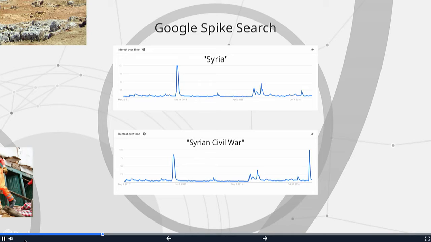A value of 100 is therefore the peak popularity of the term, whereas a value of 50 means that term is half as popular. Here are the search results for Syrian civil war from January 2015 to March 2017, and Syria from March 2012 till April 2017. Only a few moments resulted in a large-scale spike of people searching, and in fact there were no Google spike searches of over 25 from August 2013 to August 2015, over 2 years during which the Syrian war was being fought.